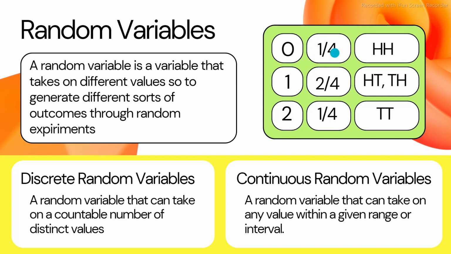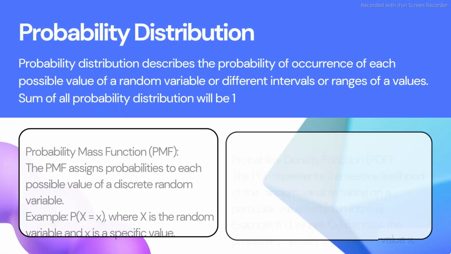For 0 we have 1 by 4 distribution, for 1 we have 2 by 4 distribution, for 2 we have 1 by 4 distribution. And add all these things. 1 by 4 plus 2 by 4 is 3 by 4, 3 by 4 plus 1 by 4 is 4 by 4. That means we got our value as 1, and this is what it states.